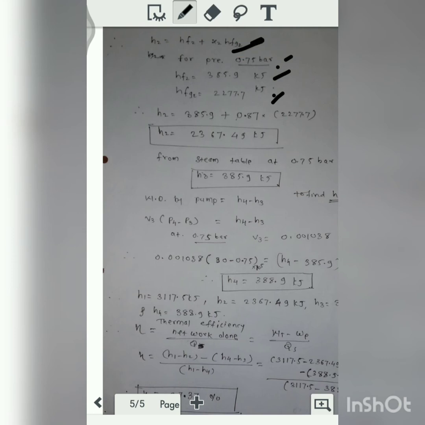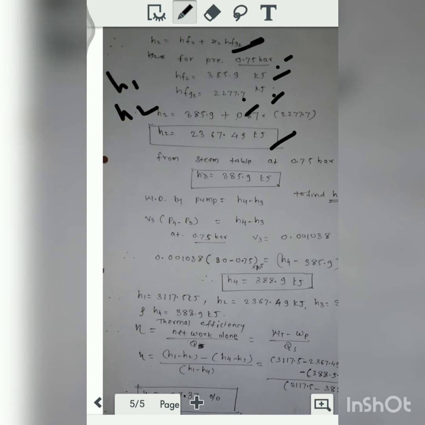So H2 equals HF2, 385.9, plus X2, which we already found, 0.87, times HFG2, 2277.7. After putting in those values we will get the value of H2, and that value will be 2367.49 kilojoule. This should be the value of H2. Now we have got the values of H1 and H2.